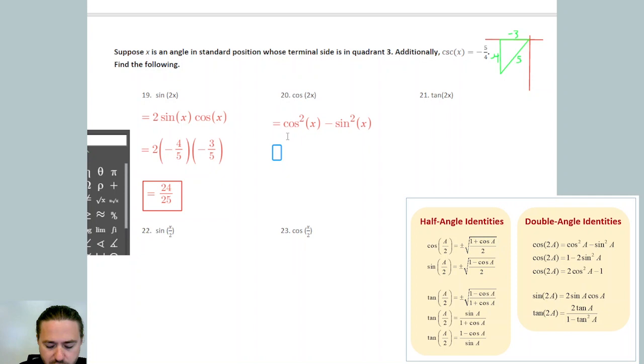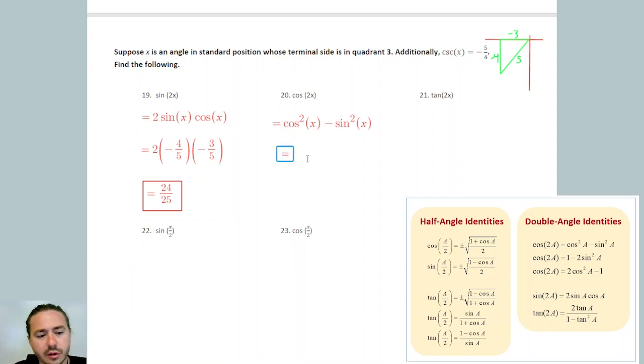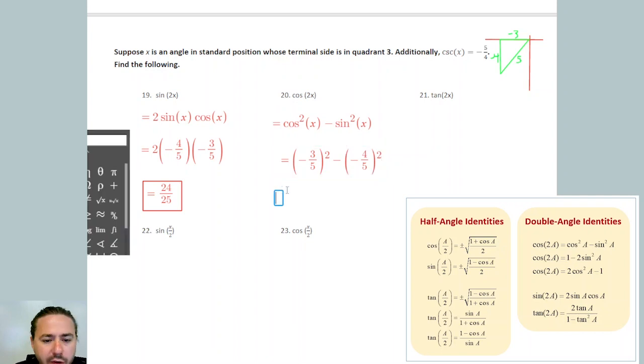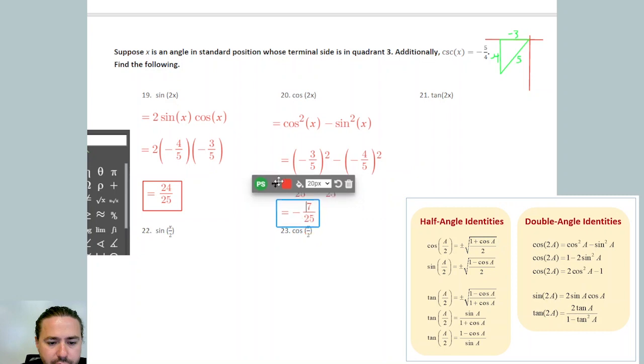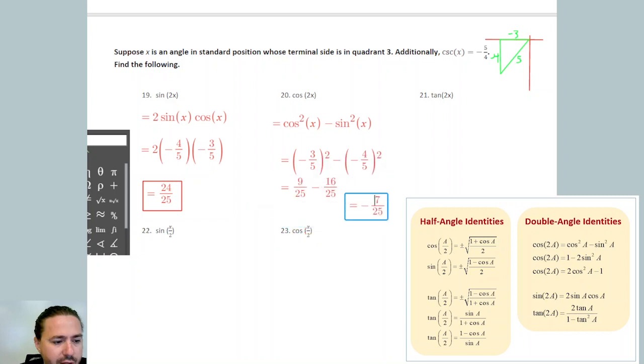So cosine of x, we already found. Cosine of x is going to be negative 3/5, and we're going to square that, minus negative 4/5 squared. Okay, so that would be 9 over 25 minus 16 over 25. 9 minus 16 is negative 7. Trust me, so that would be our answer.